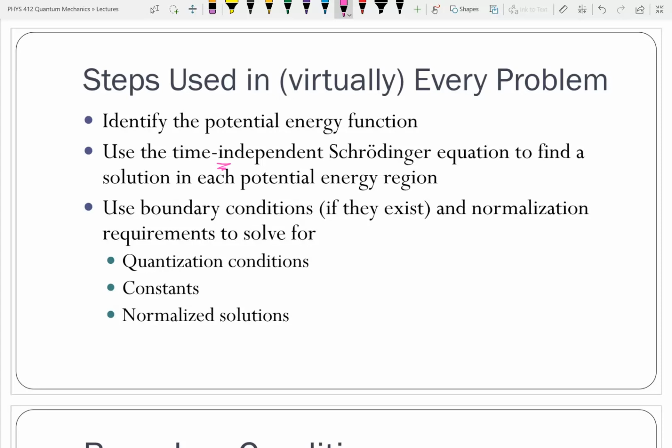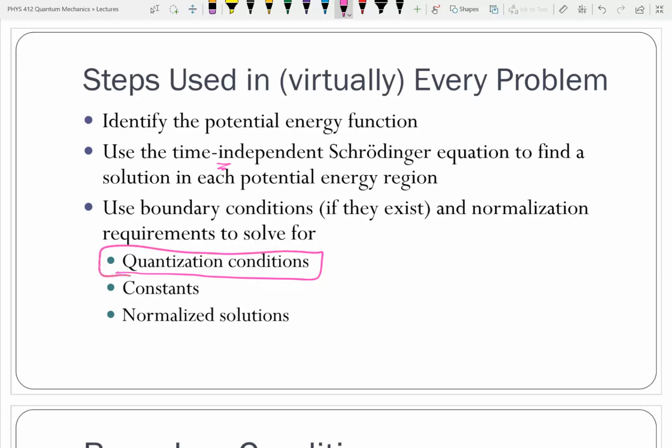We will be doing one where we have 3 ranges: long range, short range, and then the intermediate. I think that's the hydrogen atom, actually. So we use the time-independent Schrodinger equation to find a solution for each potential energy region. Then we applied our boundary conditions. And notice I put "if they exist," because if the region goes on for infinity, then there is no boundary. And we normalized to solve for 3 things: quantization conditions.